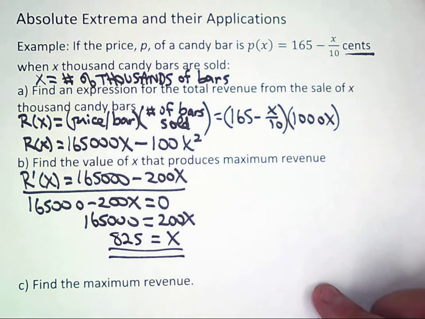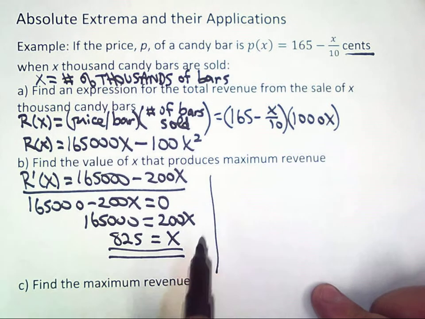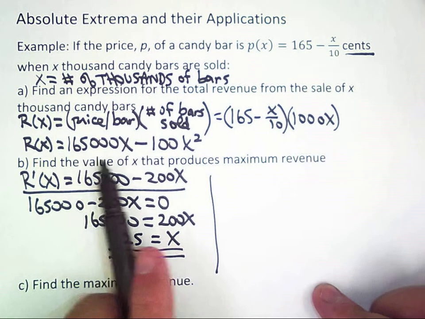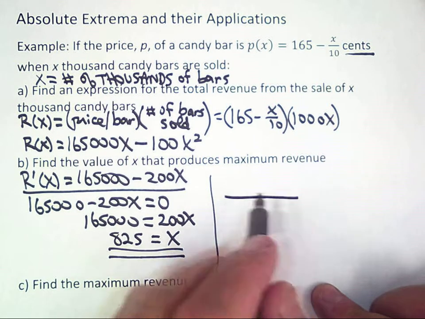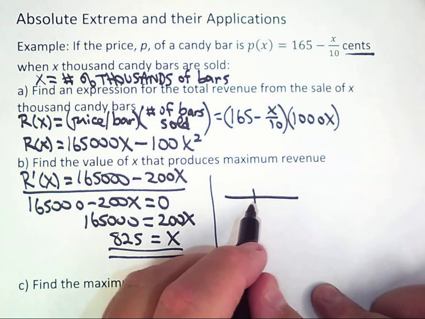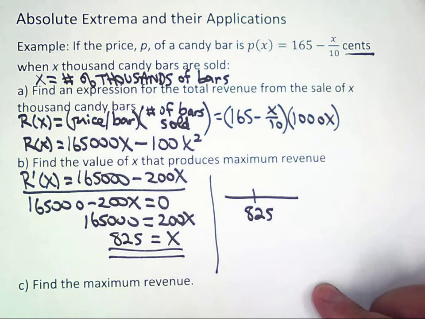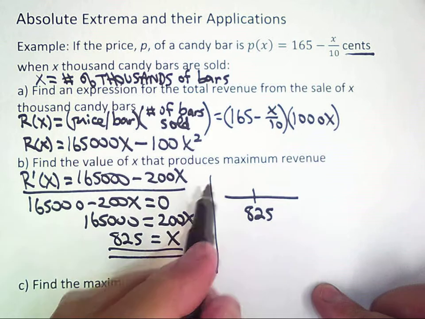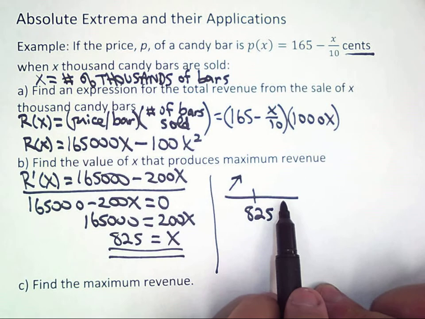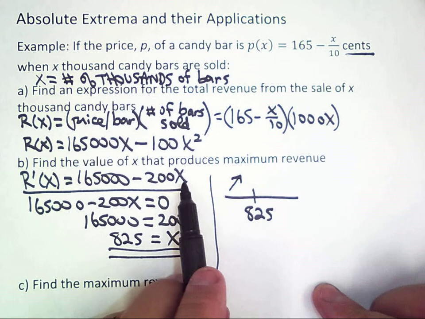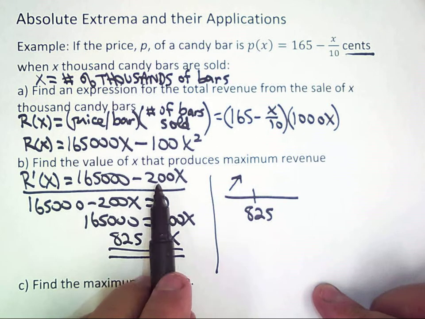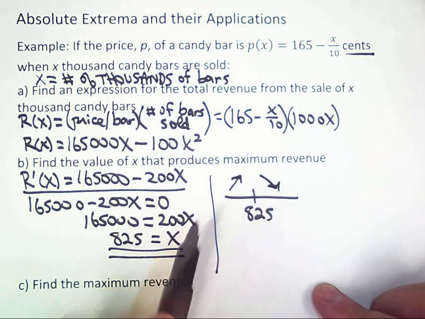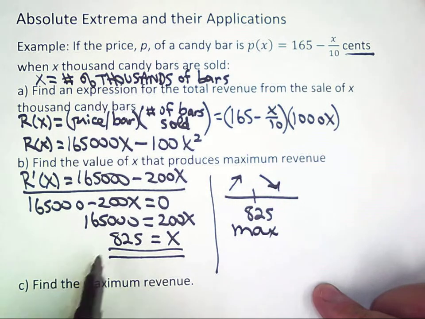It produces maximum revenue. Technically, I don't know that it's a maximum, but I do know that this is a parabola opening down. It will be a maximum. But if you wanted to actually use the first derivative test to make absolutely certain, you just take a number smaller than 825, say 0, plug it in here, and you get a positive value. You take a number bigger than 825, say maybe 1,000. 1,000 times 200 is 200,000, and 165,000 minus 200,000 is definitely negative. So that is a max.